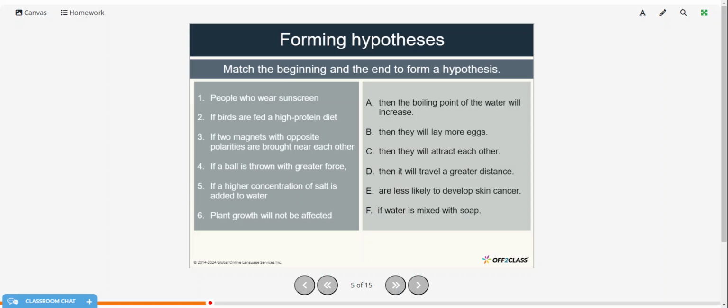So now you're going to match the beginning and the ending to form a hypothesis. And you can pause the video, try this on your own, and then restart when you're ready to check your answers.